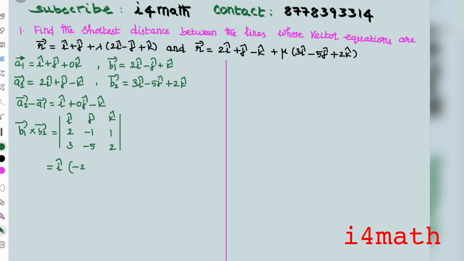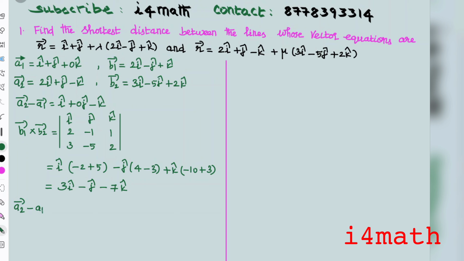So by using the first row, i cap into, delete the column and row where i cap is standing. So minus 1, 1, minus 5, 2. Minus 1 into 2 is minus 2, and then minus 5 into minus 1 is plus 5. And then minus j cap into 2 into 2 is 4, and then minus 3 into 1 is minus 3. And then k cap into 2 into minus 5 is minus 10, and then 3 into minus 1 is minus 3. Extra minus will come, so plus 3. So i cap into minus 2 plus 5 is 3, so 3 i cap. Next 4 minus 3 is 1, 1 into minus j is minus j cap, and then minus 10 plus 3 is minus 7 into k cap is minus 7 k cap.